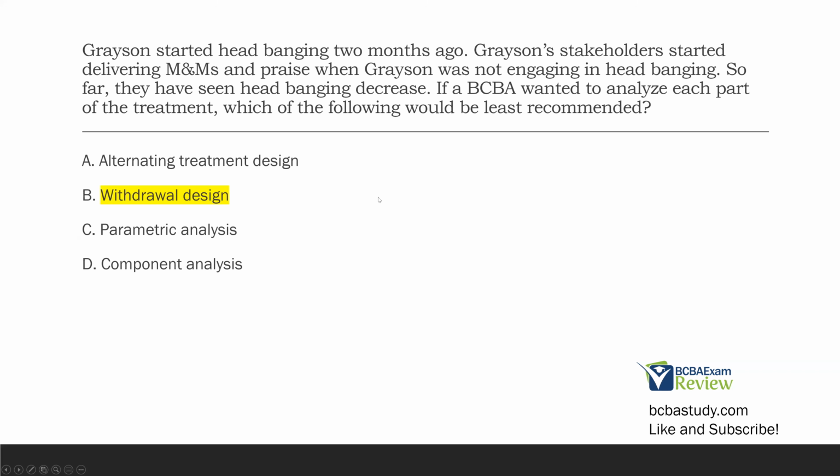Withdraw. Remember, we're looking for the best answer. So once you see withdrawal, boom, we should pick that. Okay, we should know that's our answer. Now, we want to evaluate the other ones. Absolutely. We always want to read all of our answer choices, okay? But we're not concerned really about how these are going to help us meet our goal. We're more concerned about which one we are definitely not using, and that's going to be withdrawal design. Okay, self-injury, seeing a decrease, don't withdraw it. Why? We risk reversing the behavior and watching it increase again.